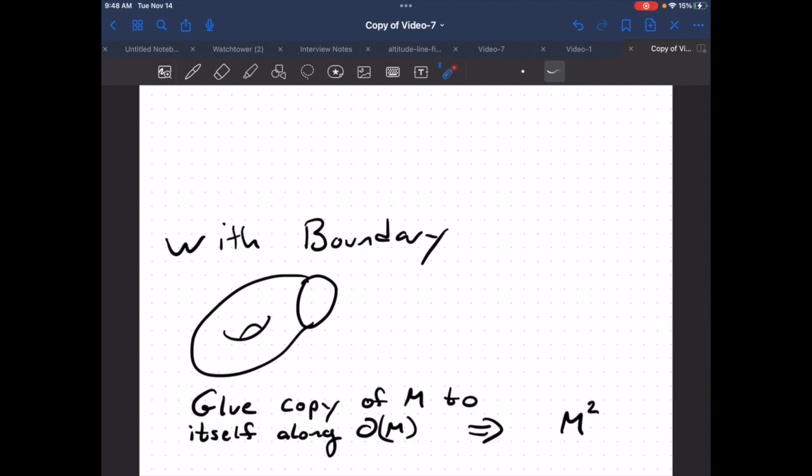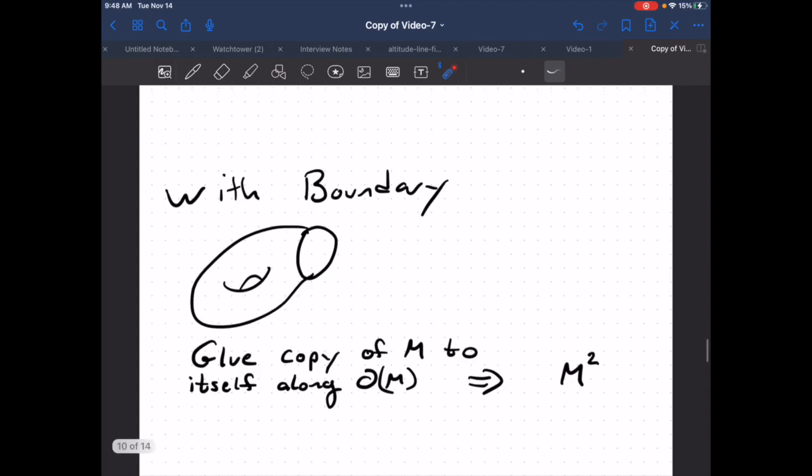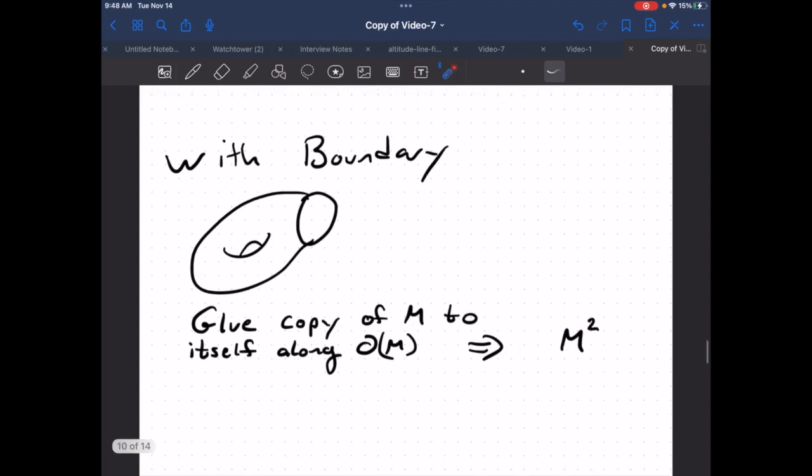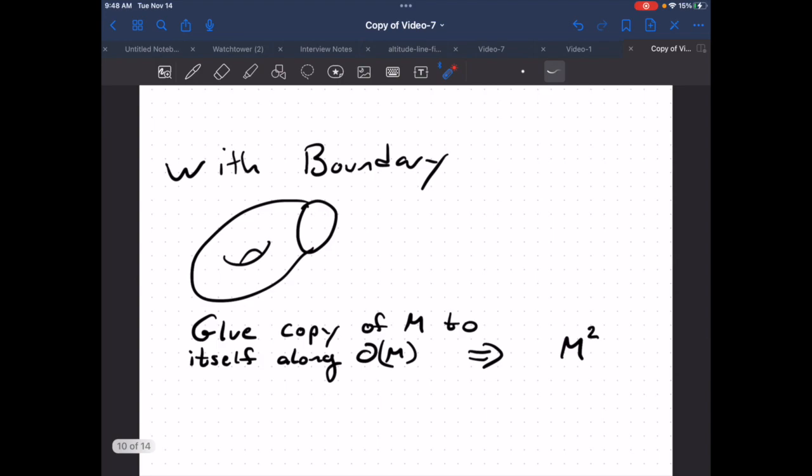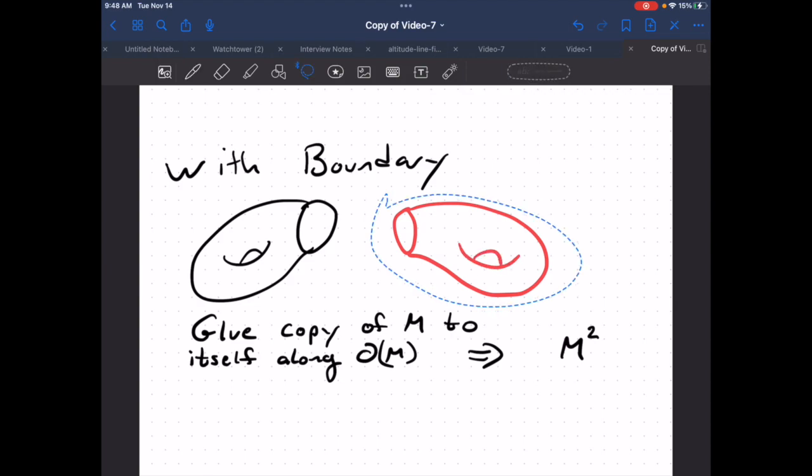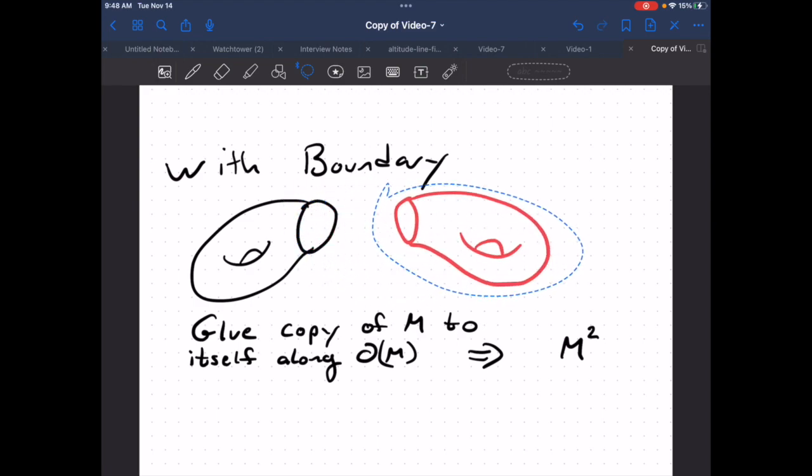All right, so let's consider the case with the boundary. We're going to make 2 observations that are really going to help us, and then we'll use the previous version. What we're going to do is glue a copy of this thing to itself along the boundary. So let me try to draw it as best I can. We're going to attach this along the boundary to get a surface without boundary.